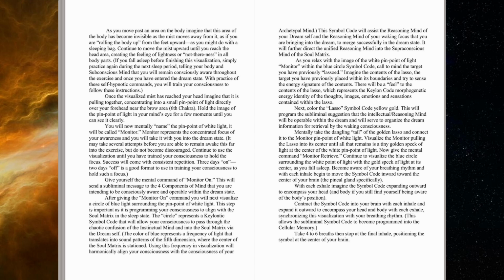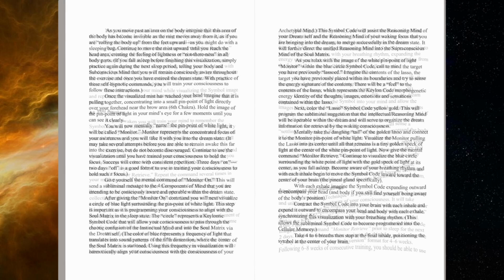With each exhale, imagine the symbol code expanding outward to encompass your head and body if you still find yourself being aware of the body's position. Contract the symbol code into your brain with each inhale and expand it outward to encompass your head and body with each exhale, synchronizing this visualization with your breathing rhythm. This allows the subliminal symbol code to become programmed in the cellular memory. Take 4 to 6 breaths, then stop at the final inhale, positioning the symbol at the center of your brain.